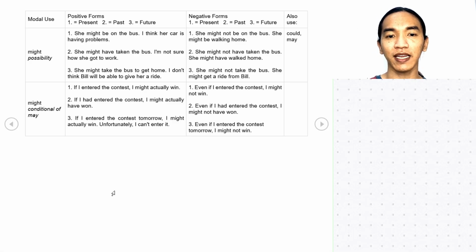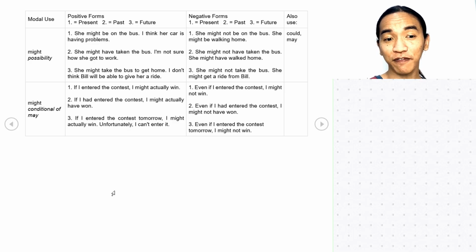Let's take a look at our table using might. First one, we have possibility. For present: she might be on the bus. I think her car is having problems. So we just use might for possibility in the present form. Next, for the past, we use might have plus the verb in past participle. Example: she might have taken the bus. I'm not sure how she got to work.